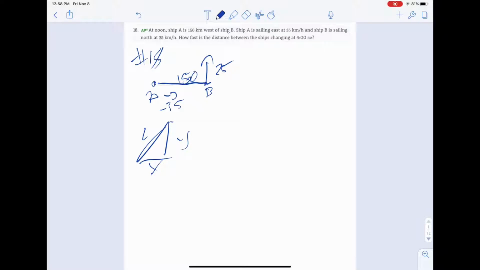So since it's from noon to 4 p.m., we can take our rate of change for the x and the y and just multiply them by 4, and it should give us our distances, right? So x is equal to negative 35 times 4, which is negative 140, and then y is equal to 25 times 4, which is equal to 100.